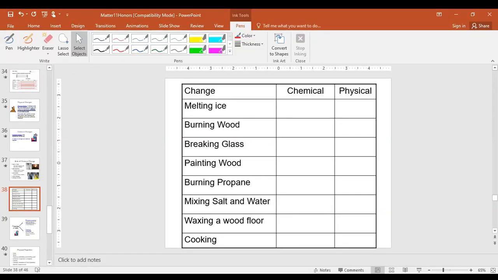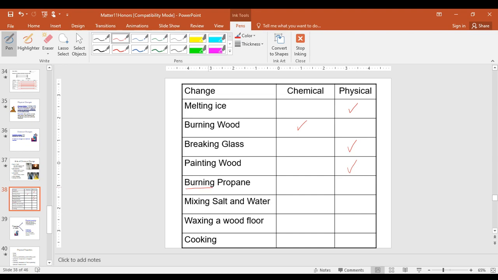Okay, so let's go over these answers here. When you're melting ice, this is actually a change in state. You're just going from a solid to liquid, so this is going to be physical. When you're burning wood, anytime you're burning something, this is a chemical reaction. So this is chemical. Breaking glass, you're just changing the form of the glass. That's physical. Painting wood, you're just putting paint on top of the wood. Again, that's physical. It's not going through a chemical reaction.